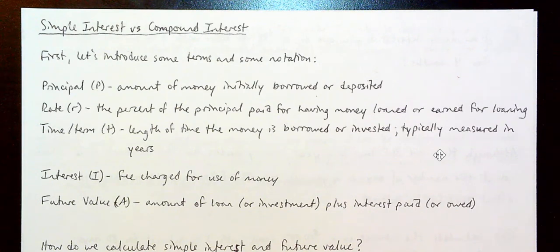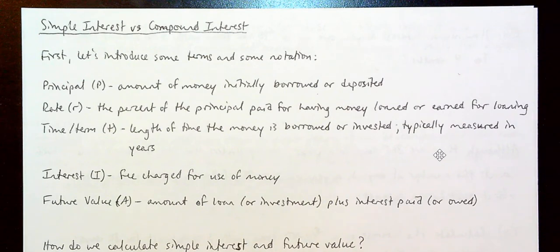The principal. The principal is the amount of money that we borrowed or that we deposited into our savings account to start off with. If we, say, took out a loan of $10,000, then the principal would be $10,000. If we deposited $20,000 into a savings account, then the principal in that case would be $20,000.